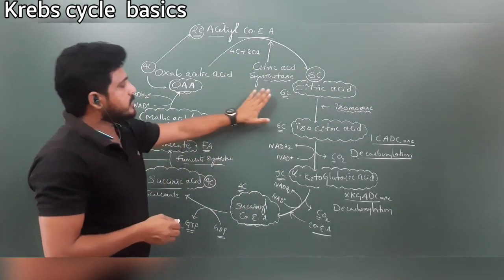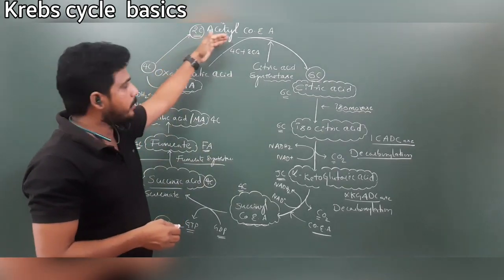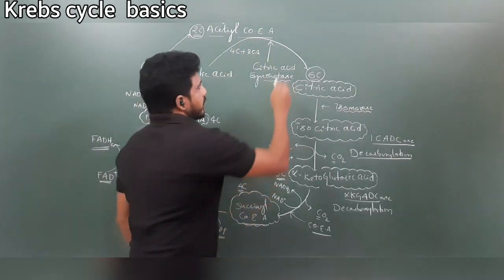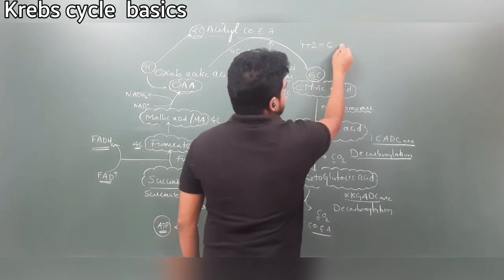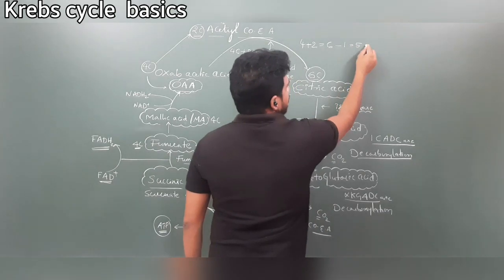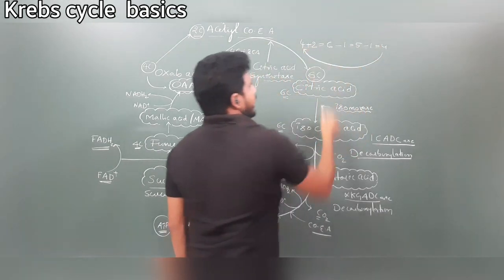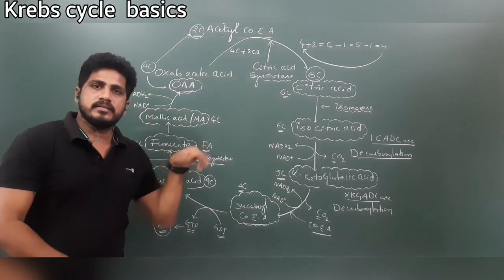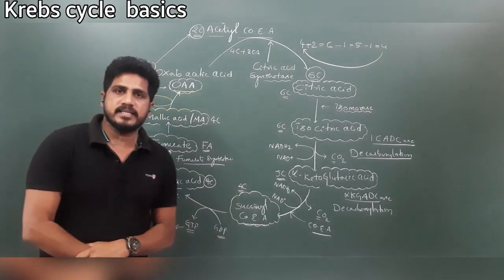In this, 6 carbon becomes 5 carbon, and 5 carbon becomes again 4 carbon. 4 carbon reacts with the 2 carbon and forms 6 carbon. So 4 plus 2 is equal to 6. 6 minus 1 is equal to 5. 5 minus 1 is equal to 4. That 4 continues to form another cycle. So this is the logic of the citric acid cycle.